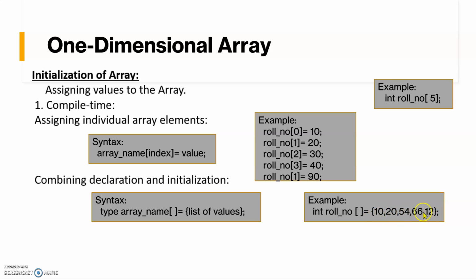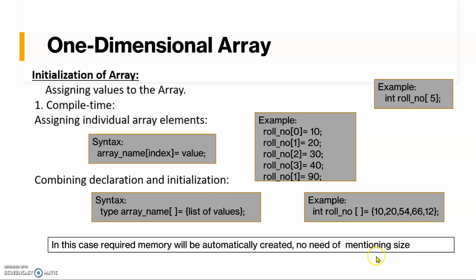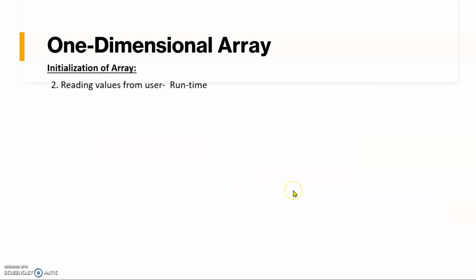The number of values you use, that much memory will be allocated automatically. In this case, the memory will be automatically allocated and there is no need to specify the size here. Here you have given 5 values, so 5 memory locations will be allocated automatically by combining the declaration and initialization.